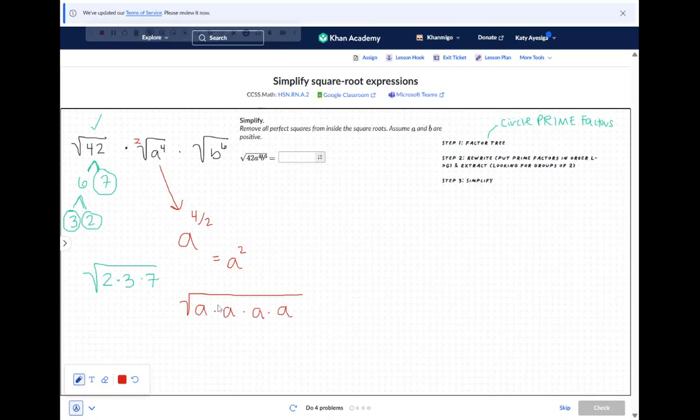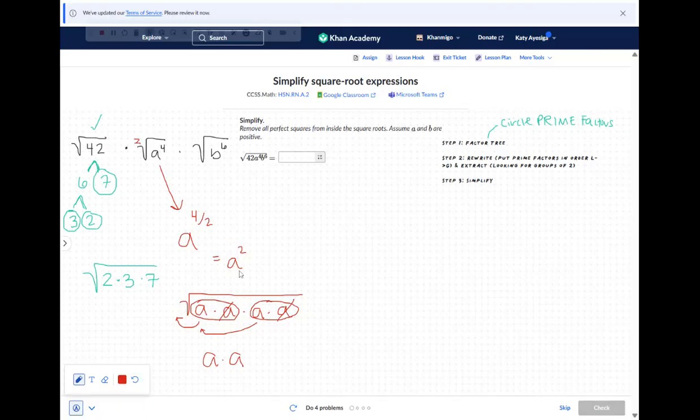And then again, we're looking for groups of 2 of the same number. So here's a group of 2 and another group of 2, right? So we learned in class, one cancels and the other is factored out. It leaves the radical. So we would see that 2 a's left the radical, which is the same thing as a squared outside of the radical. I know this is a little confusing because it's all happening at once, but we'll put it all together at the end.